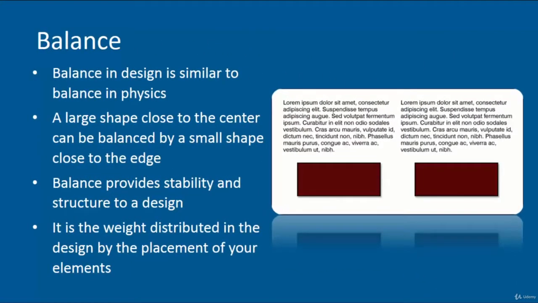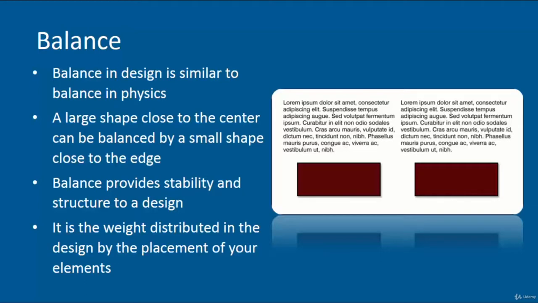So balance in design is similar to, let's say, balance in physics, right? If you were to place a button on the top, then the next button would probably be on the bottom or onto either side. Depending upon your own requirement, the distance has to be the same among items. Same thing with the boxes. If one box is 250 pixels by 250 pixels, then the other box should follow the same logic. The larger shape close to the center can be balanced by a small shape close to the edge. The balance provides not only stability, but a good structure to your design.